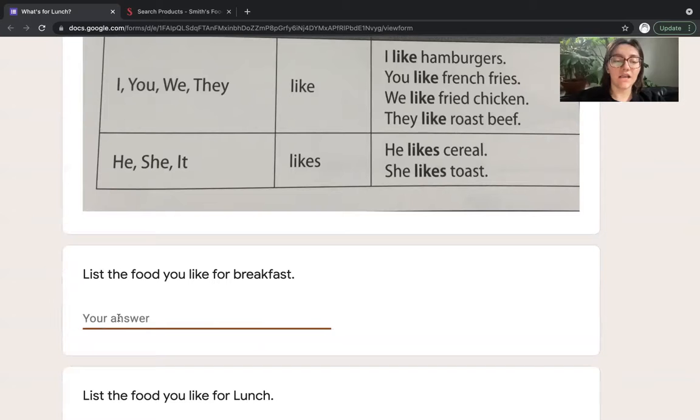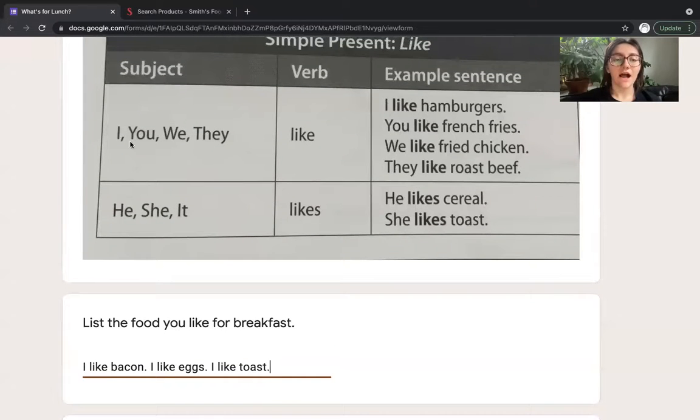So I could say, I like bacon, right? I like eggs. I like, what's another thing? I like toast. So we said, I like bacon, I like eggs, I like toast, right? So I used the sentence structure, I like, and then I use the subject, or what it is I'm talking about, the food. I like roast beef, I like chicken.